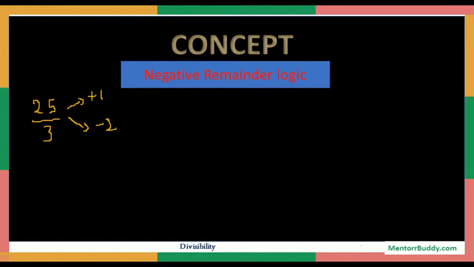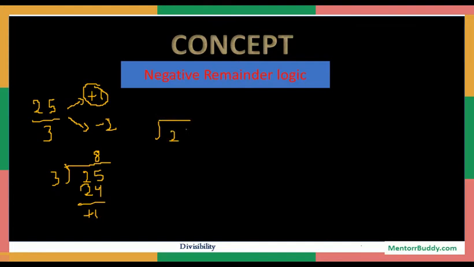Now how are we getting it? Let's say I need to divide 25 by 3. I know 3 eights are 24, and 25 minus 24 is plus 1. So plus 1 is the least positive remainder. The same thing can also be done differently: 3 nines are 27, so 25 minus 27 equals minus 2. In that case, minus 2 is the first negative remainder. So this is the logic of getting the positive remainder and the negative remainder.